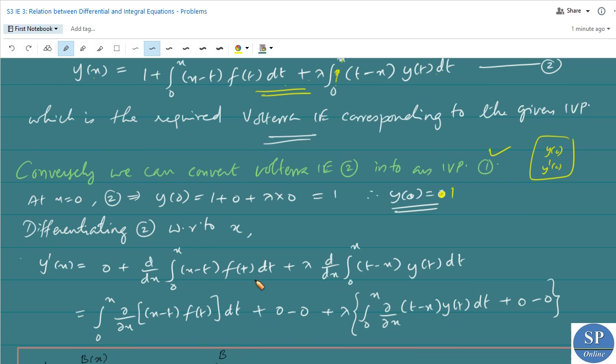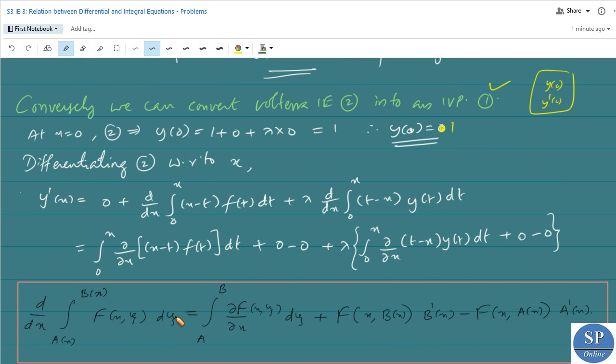This was our Leibniz rule: d by dx of the integral from a of x to b of x of f of x, zeta d zeta is equal to the integral a to b of dou f by dou x d zeta, plus f of x comma b of x into b dash x, minus f of x comma a of x into a dash x, where a of x is the lower limit and b of x is the upper limit of the integral. So here the lower limit is 0 and the upper limit is x. Since the lower limit is 0, a dash is 0, so this term will be 0.